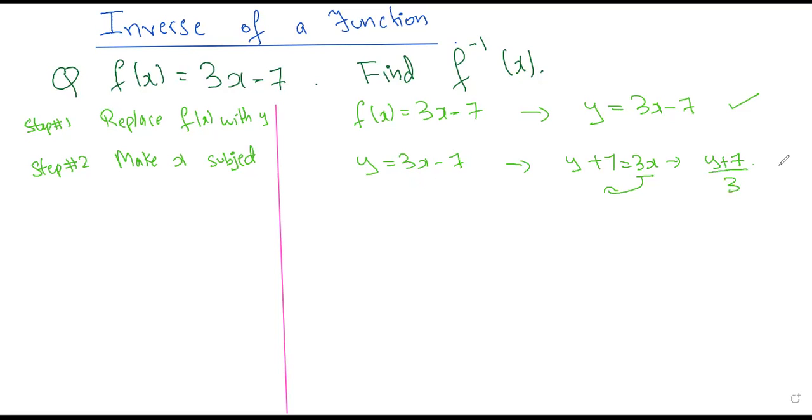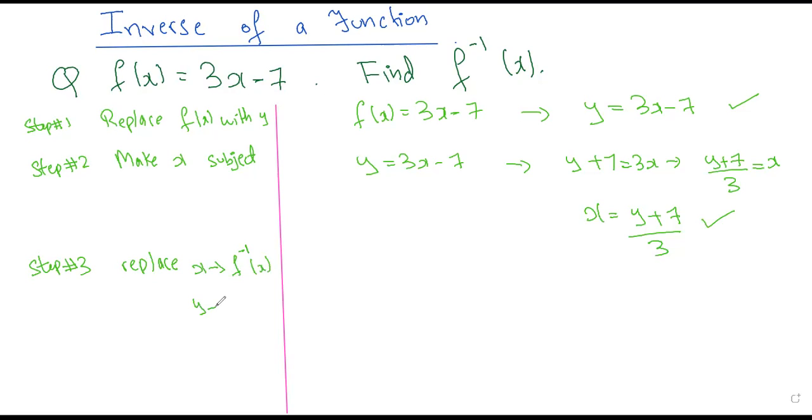Okay. So now I can rewrite it and x is the subject. X equals y plus 7 divided by 3. Okay. So finally, I am done with step 2 as well. And let's see what is step number 3. Step number 3 says now make 2 changes. Replace x with f inverse of x and y with x.